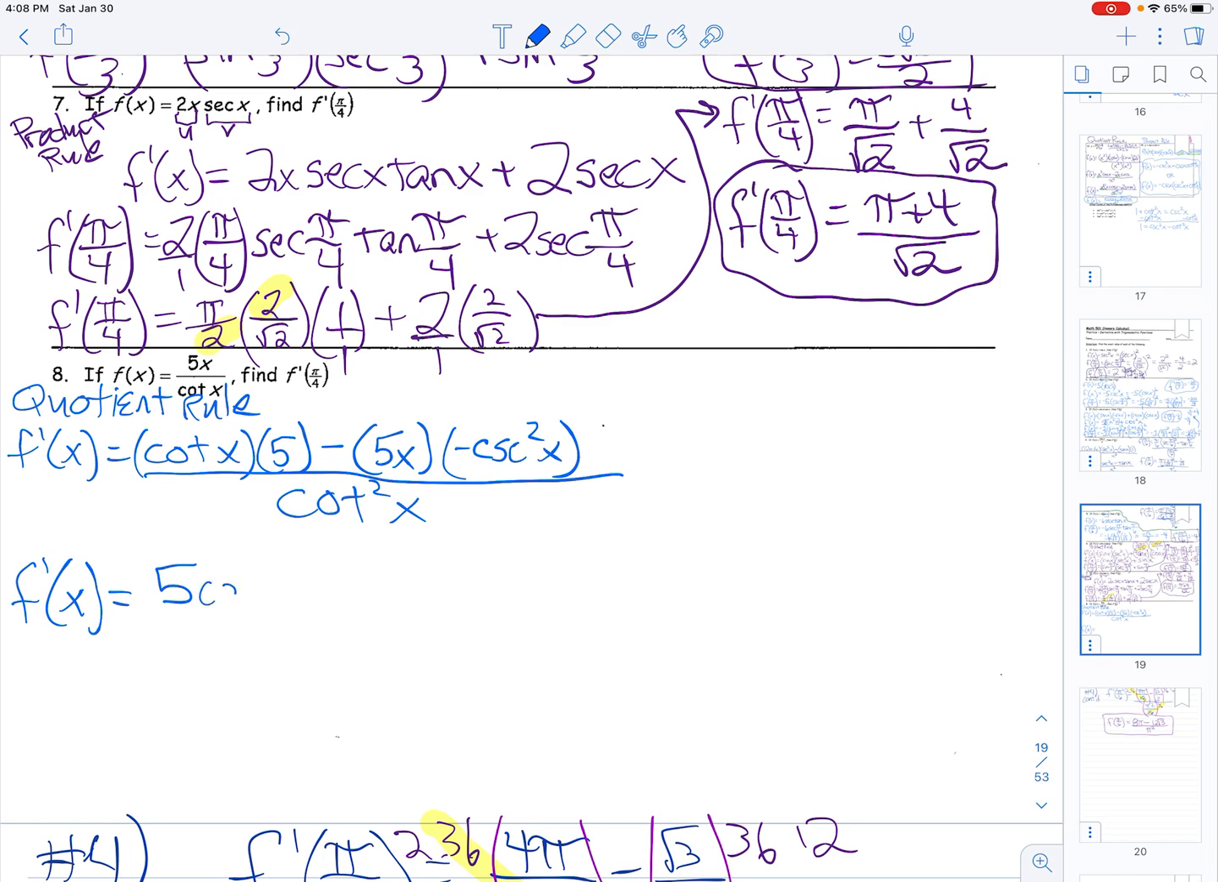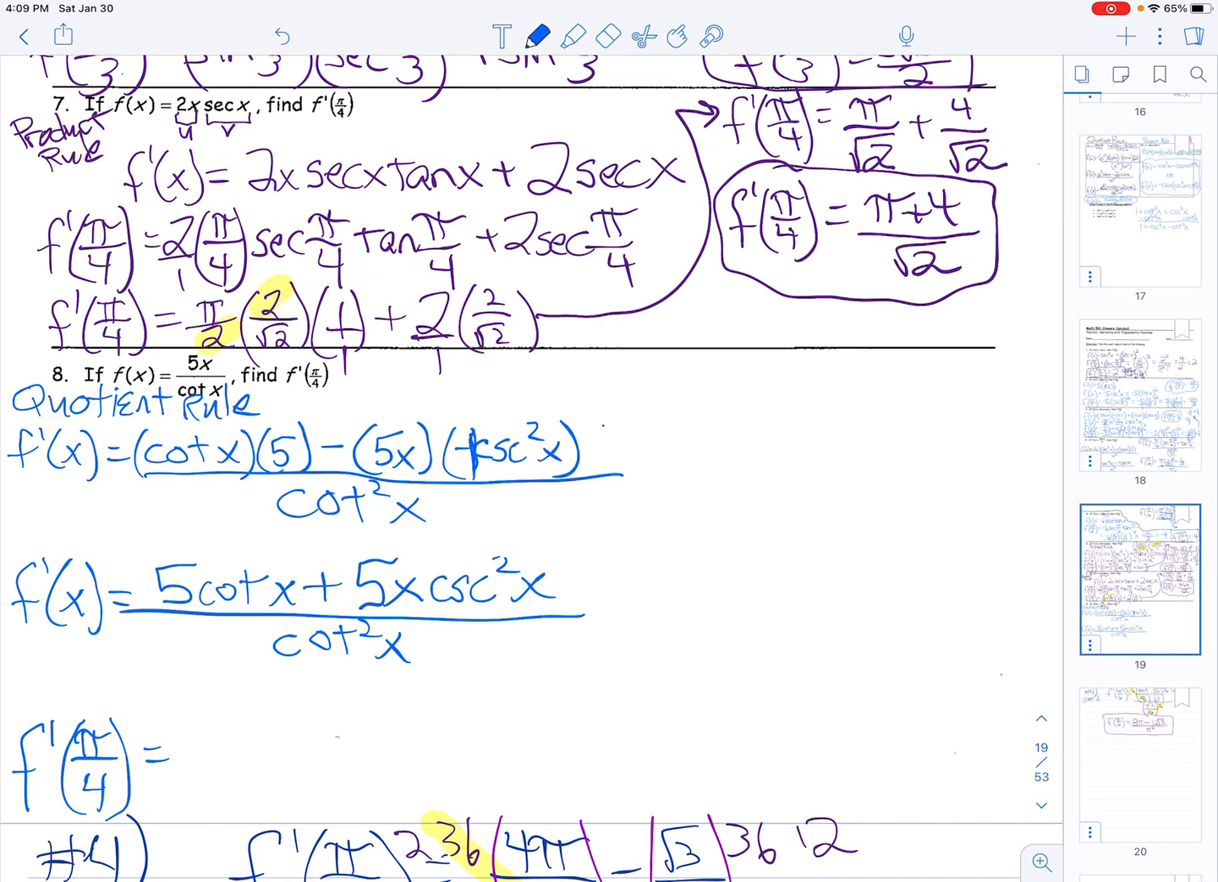f prime of x. 5 times cotangent of x is 5 cotan x minus 5x times a negative, right? That's a negative 1. So those two negatives give a positive here. 5x cosecant squared of x over cotangent squared of x. Once again, you can factor out a 5 with the numerator, but it's not really going to do much for you.